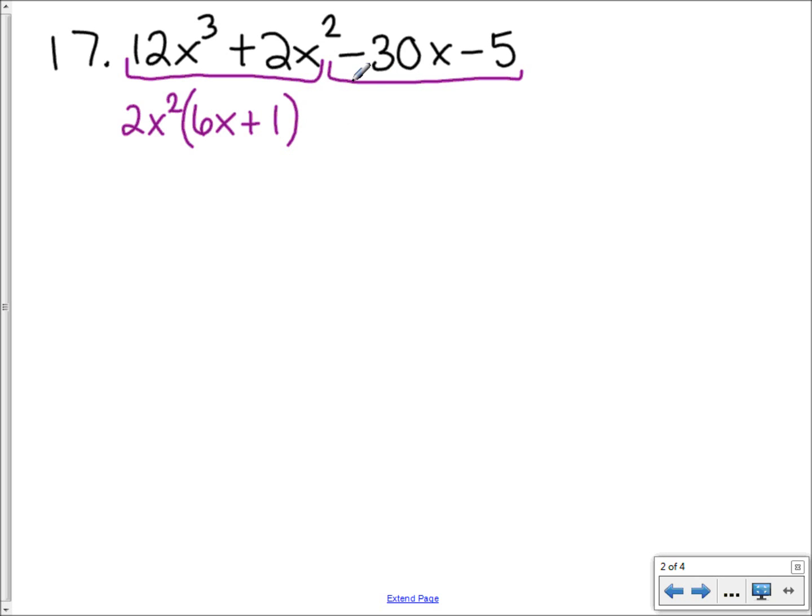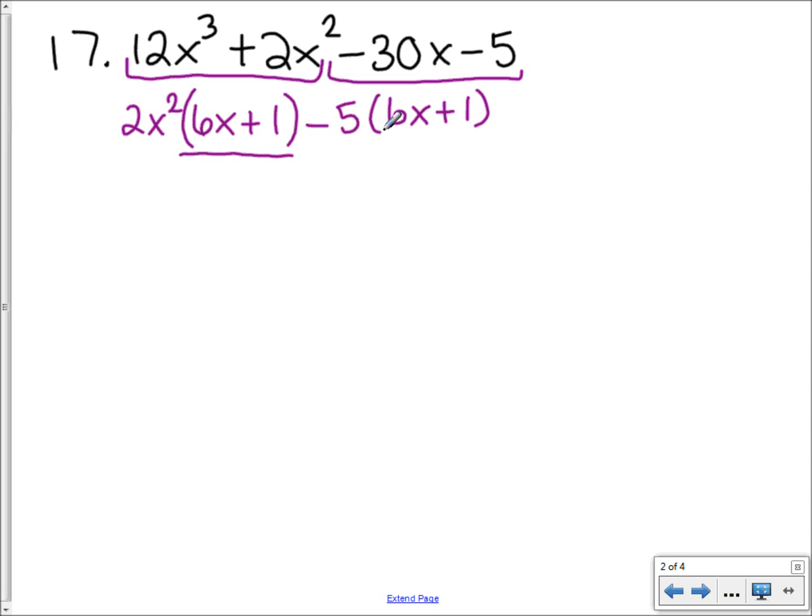Now I have -30x minus 5. Well, they both have a -5 in common, so I'm going to pull out -5. -30 divided by -5 is positive 6. And then x, because we have an x. -5 divided by -5 is positive 1.